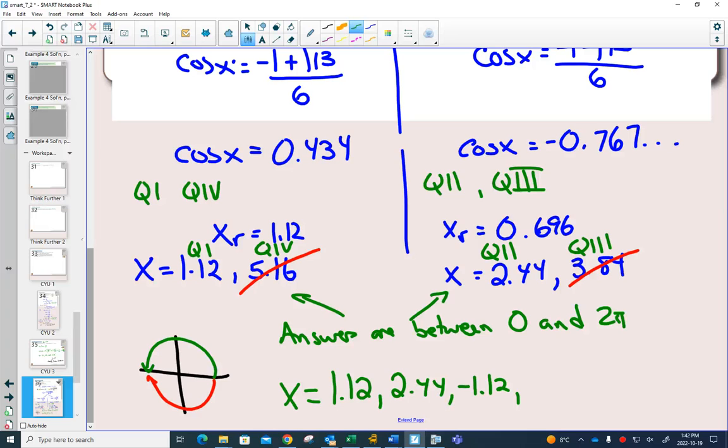And I need to find out what the answer in quadrant 3 was. If the answer in quadrant 2 was 2.44, does it make sense that the answer in quadrant 3 would be the same number as the one in quadrant 2, but negative? So we would have negative 2.44.